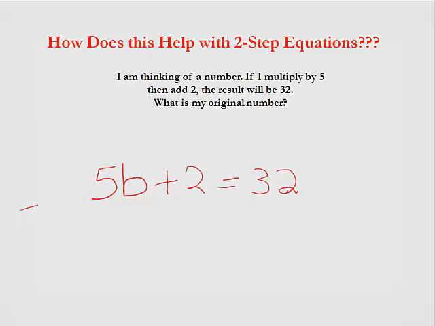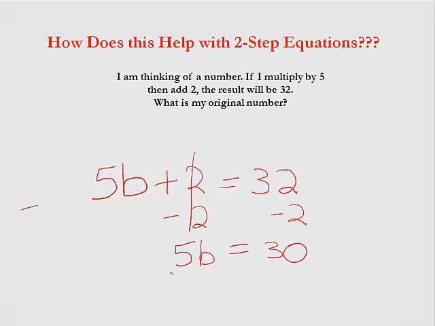If you notice, the b is sort of hanging out with the 5. And in the original problem, we had to get rid of the 2 first. So let's do that now. We subtract 2 from both sides of the equation. The 2's cancel each other out. And on the left-hand side, we're left with 5b. And on the right-hand side, 32 minus 2 is equal to 30.